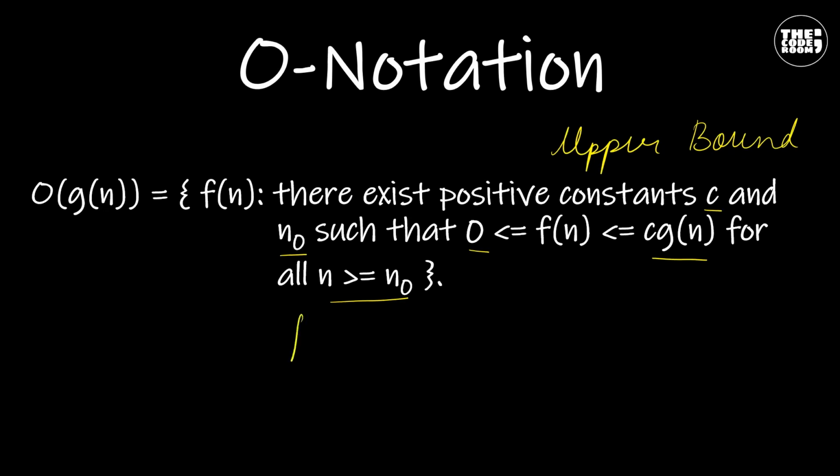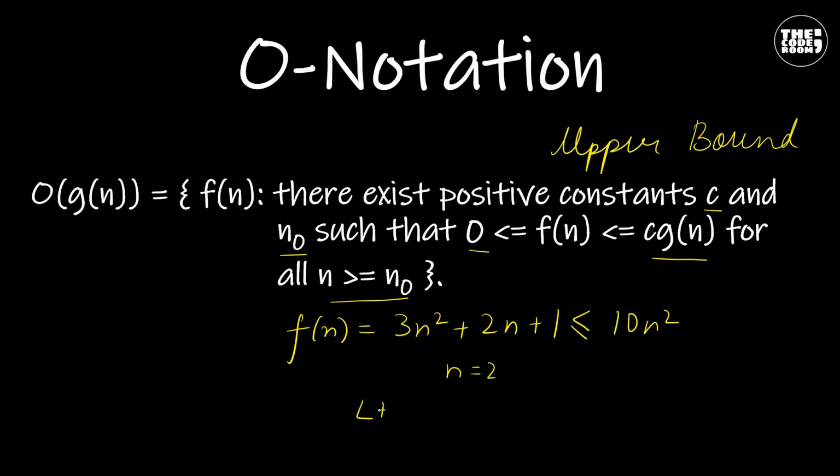Let's say we have a function f of n which is equal to 3n square plus 2n plus 1. Now we want a function g of n such that c g of n is greater than or equal to our f of n. Let us take 10n square. To verify this inequality, let us substitute n with 2.